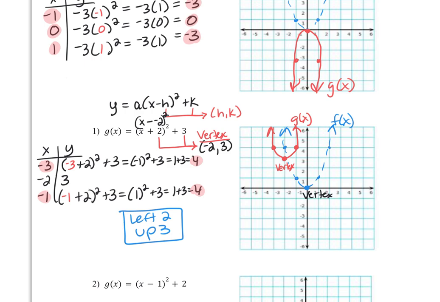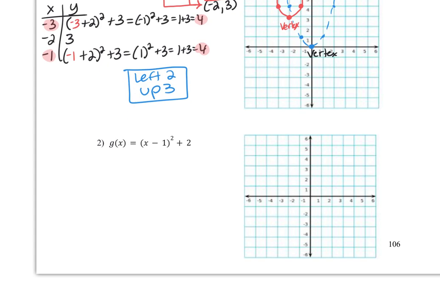Nice. Let's try this next one. Okay? So I'm going to take my vertex. This is going to be +1, +2. That's the vertex from our form. I'm going to go ahead and put my parent function. And I'm going to go ahead and put my vertex. 1, 2. Okay. So this was my starting vertex. This is my new vertex.